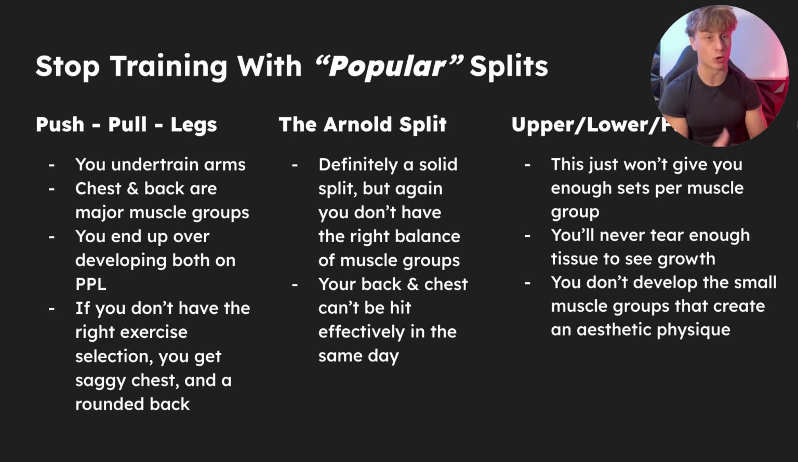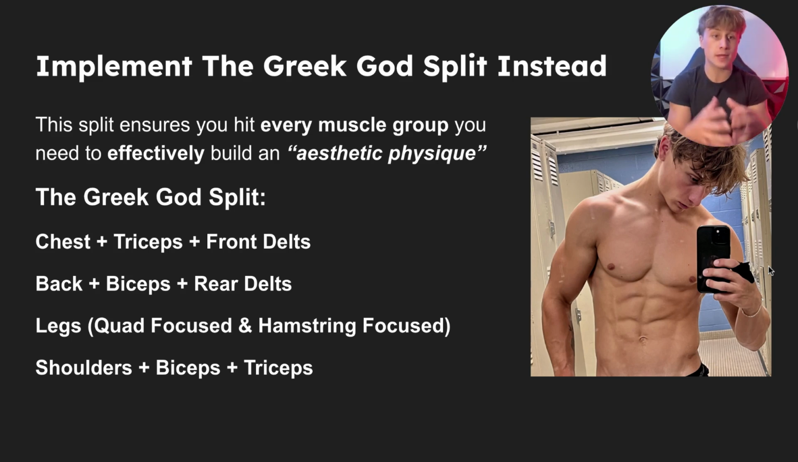Moving on, we have the upper-lower full body split. This just will not give you enough sets per muscle group. You'll never tear enough tissue to see the growth that you guys actually want. And you're not going to develop the small muscle groups that really build that complete proportional aesthetic physique, all right? So what should you be doing instead? You should be implementing the Greek god split, okay? This split ensures that you hit every muscle group you need to effectively build an aesthetic physique.